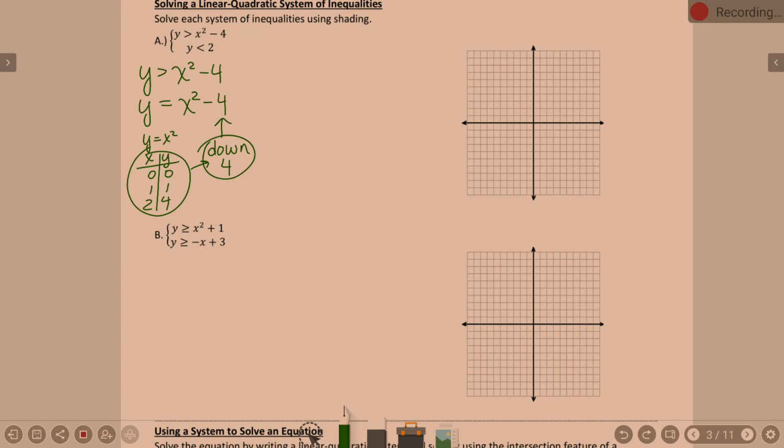Where is the rest of my graph? From 0, 0, I go over 1, up 1. Over 2, up 4. Over 3, up 9. I'm not saying you have to do that. Now, before you connect your parabola, what question do you have to ask yourself?